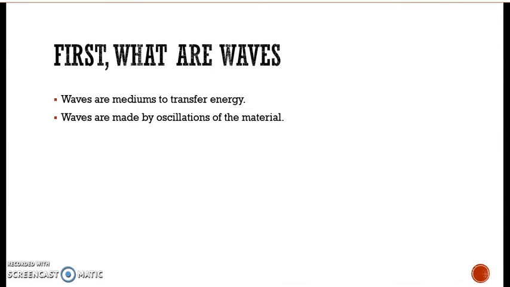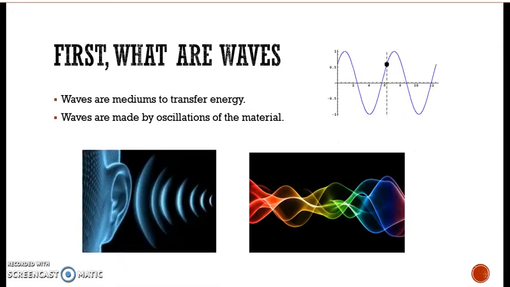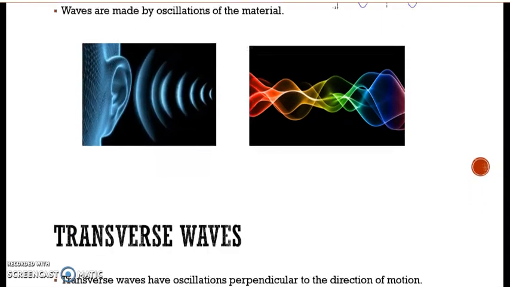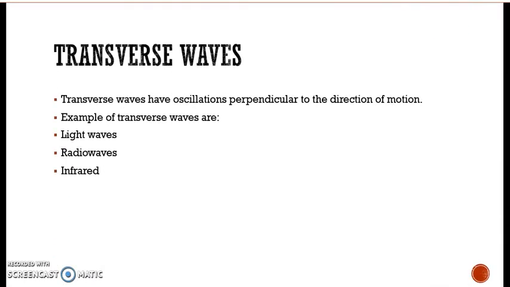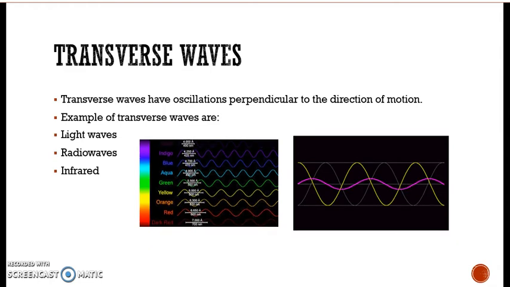First, what are waves? Waves are mediums to transfer energy. Waves are made by oscillation of the material. Transverse waves have oscillations perpendicular to the direction of motion. Examples of transverse waves are light waves, radio waves, and infrared.